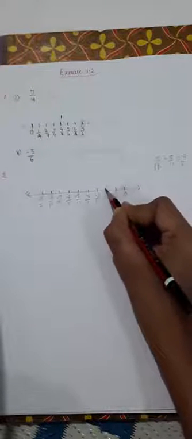According to the question, now we are going to mark the numbers, that is minus 2 by 11, which will come here, and minus 5 by 11 and minus 9 by 11. This is how you are going to represent the rational numbers on the number line in question number 2.